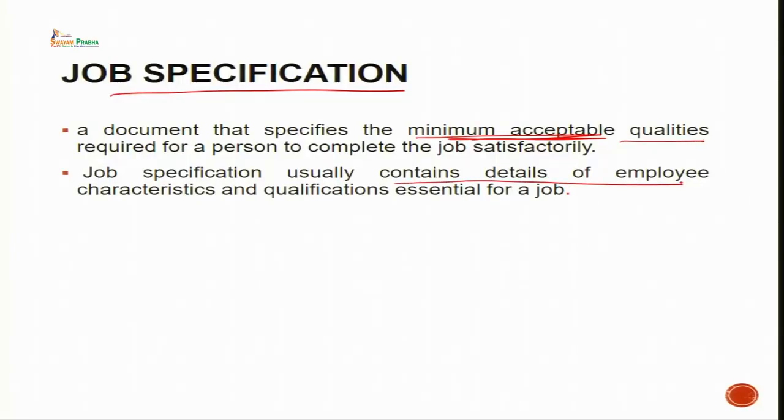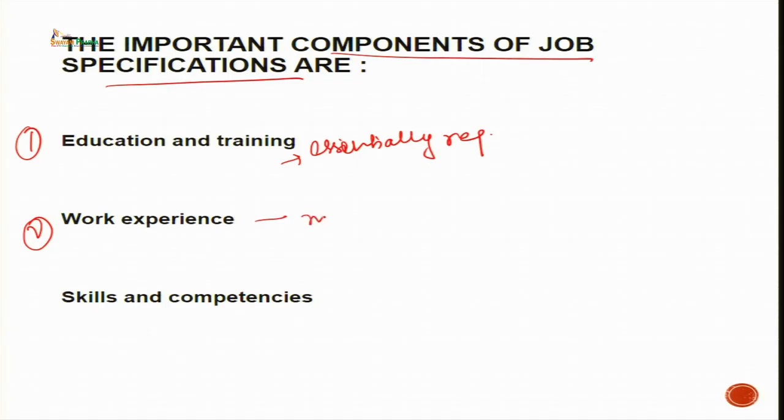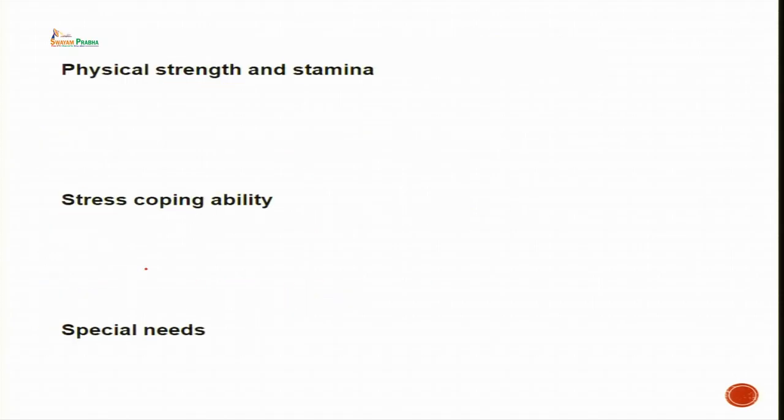Job specification usually contains details of employee characteristics and qualifications which are essential for the job. The important components of job specification include, first, the level of education and training that an individual has gained, or rather, what is essentially required, minimum training and minimum education. Then comes the minimum required experience, then the desired and essential skills and competencies that the person must know how to perform.